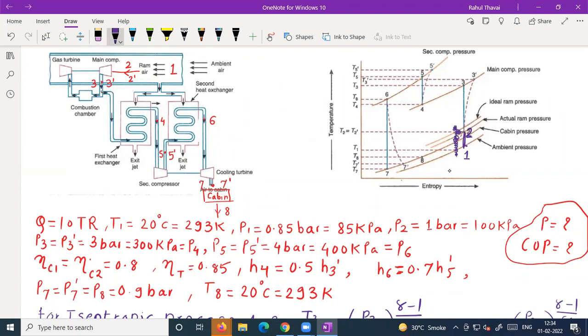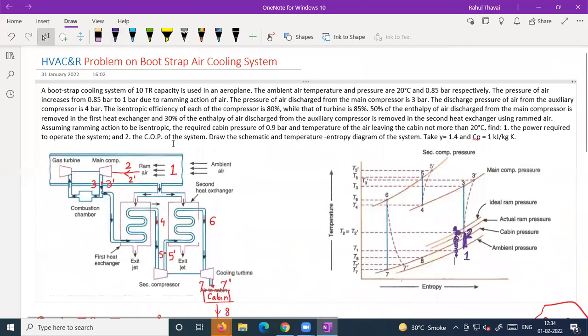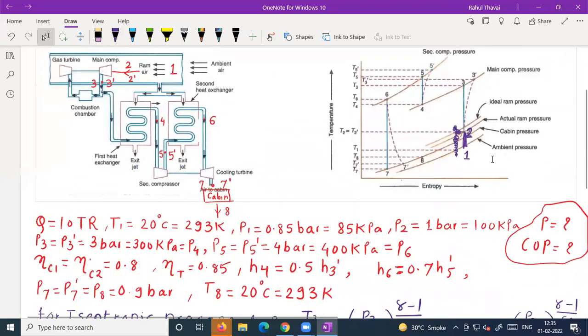See, what is mentioned in the problem is that the ramming is ideal. That means it's a straight line. You can see in the problem, it is mentioned, assuming the ramming action to be isentropic. So we will have isentropic ramming, that is 1 to 2. Is that okay or not? Let me know. See, this is point number 2. 1 to 2 is a straight line. We will not have an inclined line. So 1 to 2 is the ramming.